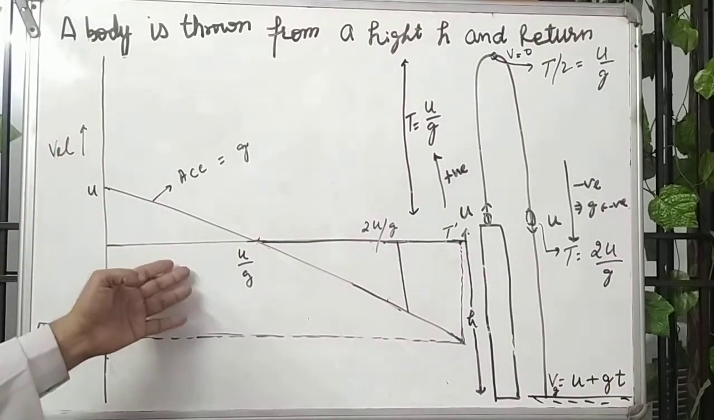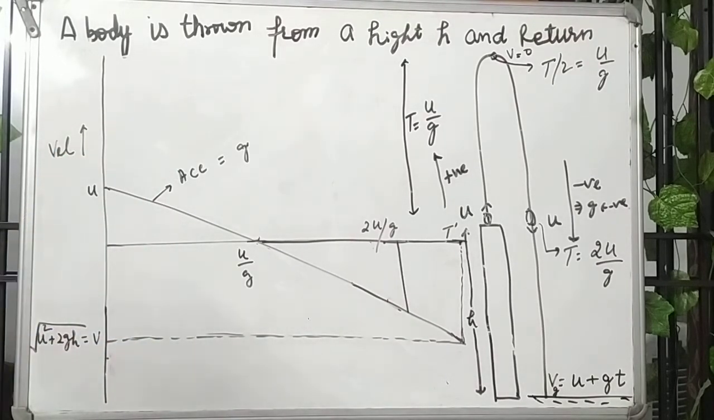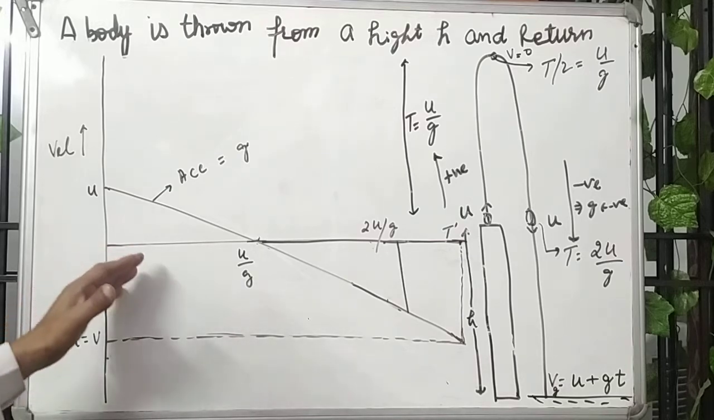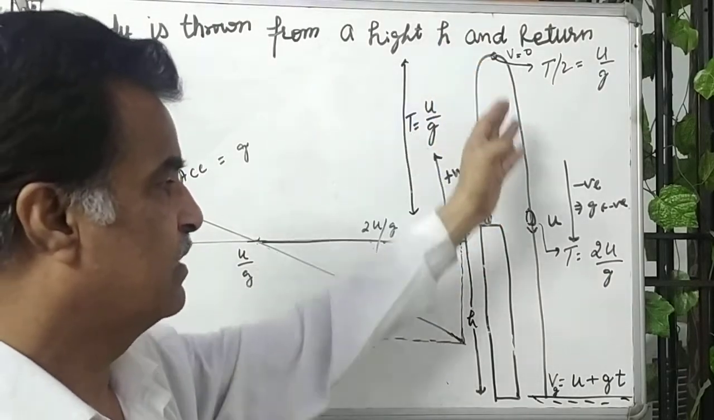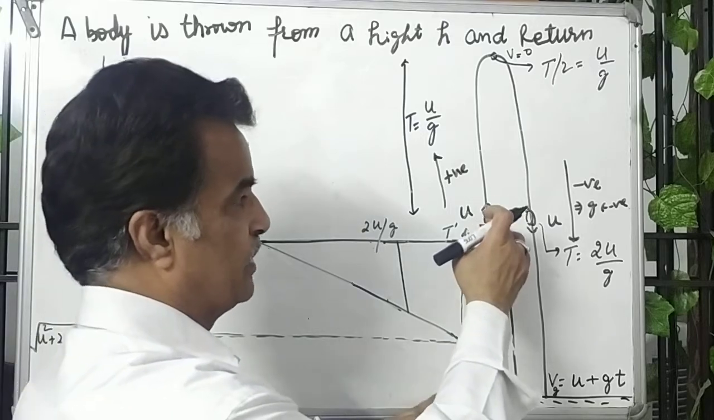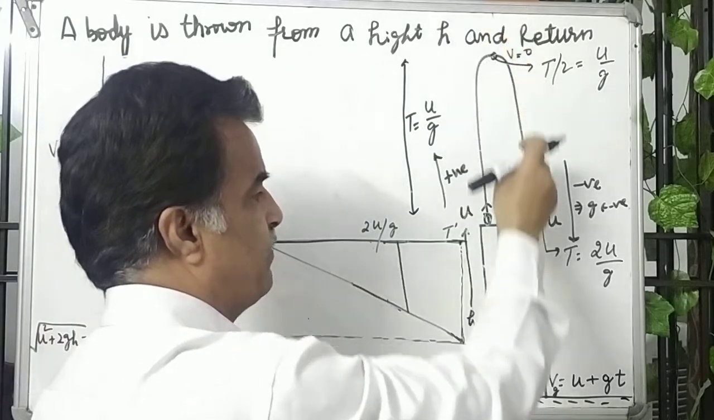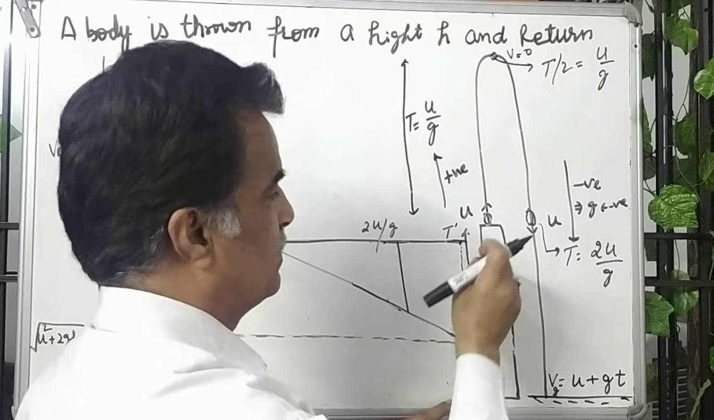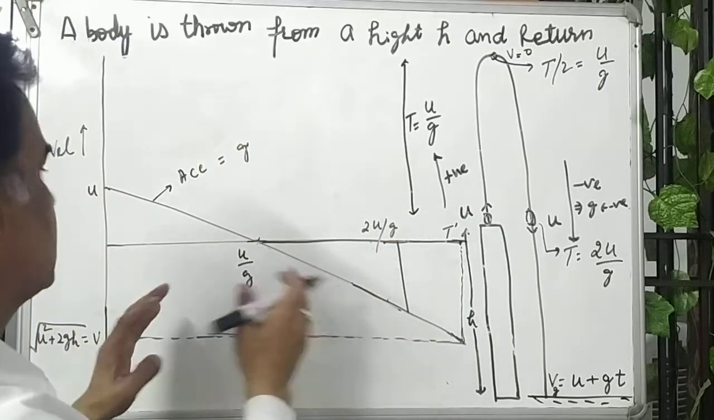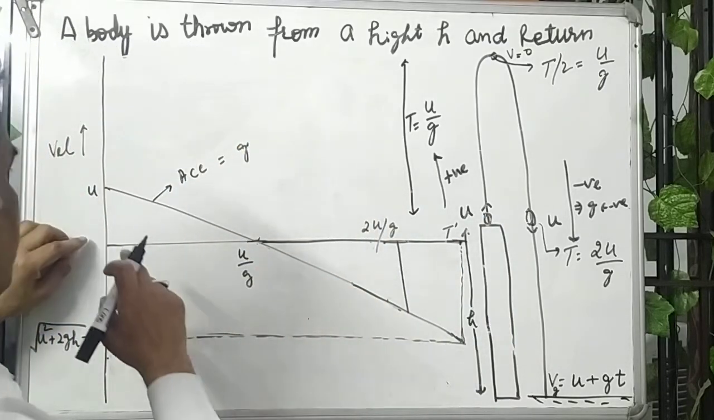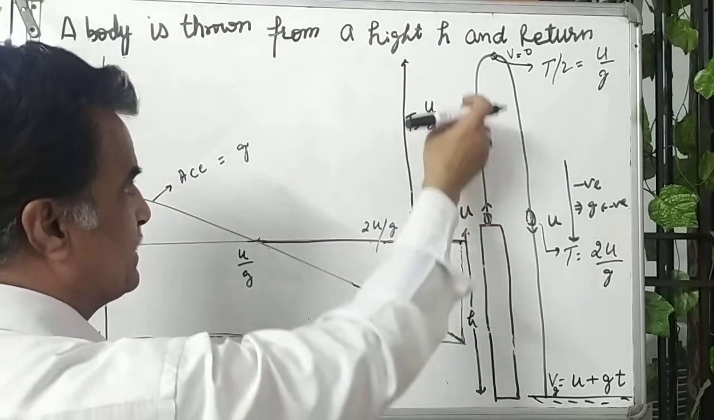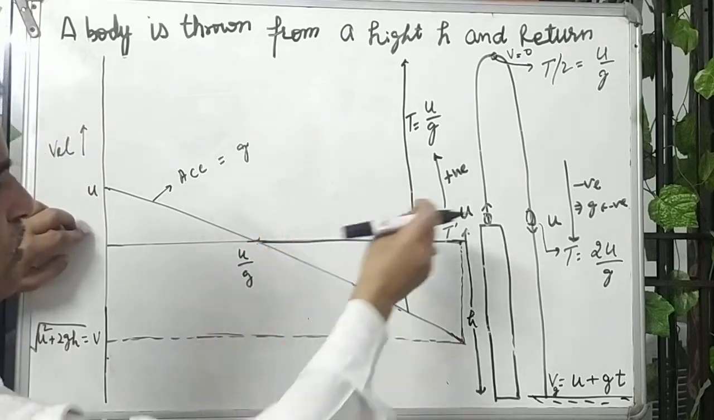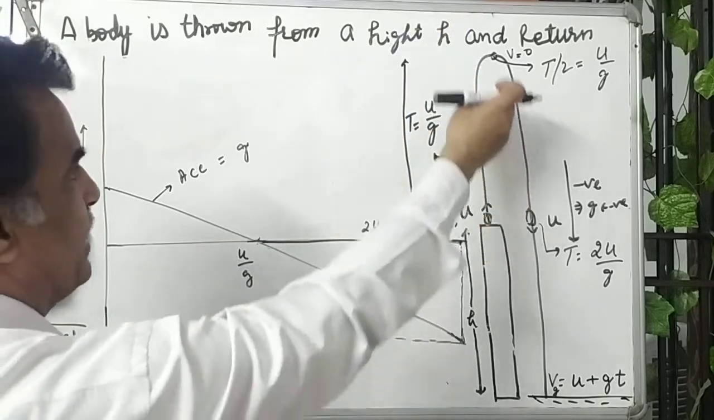Yes, students, in this case we are going to study graphs. If a body is thrown upward from height h, it goes up, stops, comes back, and then comes to the ground. So, the velocity versus time graph. At t equals 0, the velocity measured is u. With velocity u you are throwing it, and over here it becomes 0.